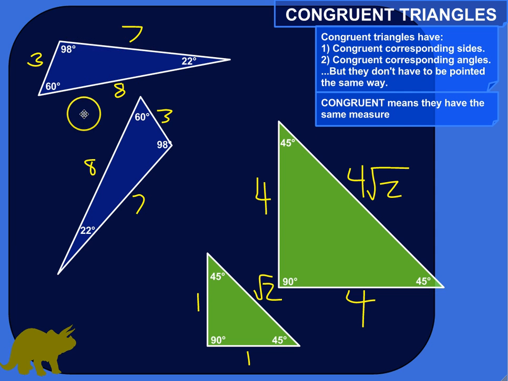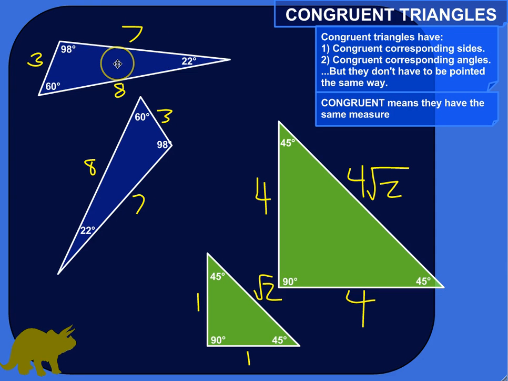So congruent angles would be angles with the same measurement. This angle is 22 degrees and this angle is 22 degrees. So these two angles, though they're different angles, are congruent. They have the same measurement. So congruent triangles have congruent corresponding sides and congruent corresponding angles.